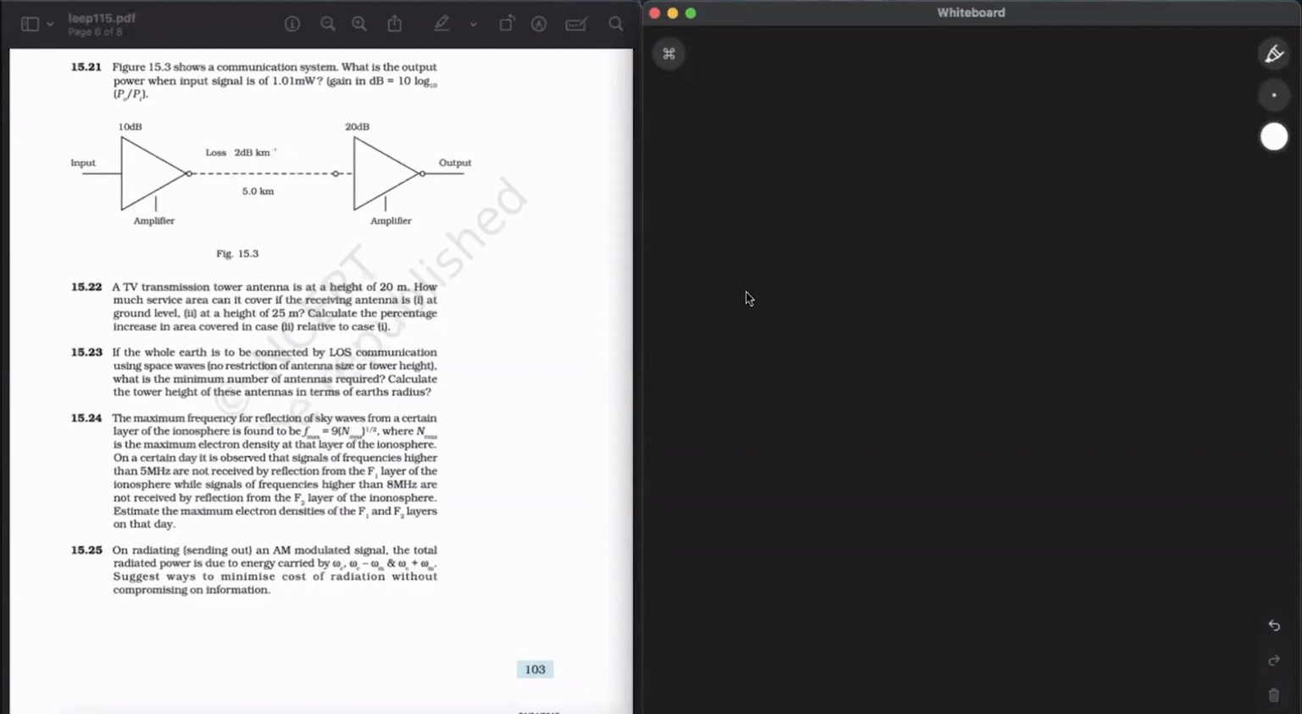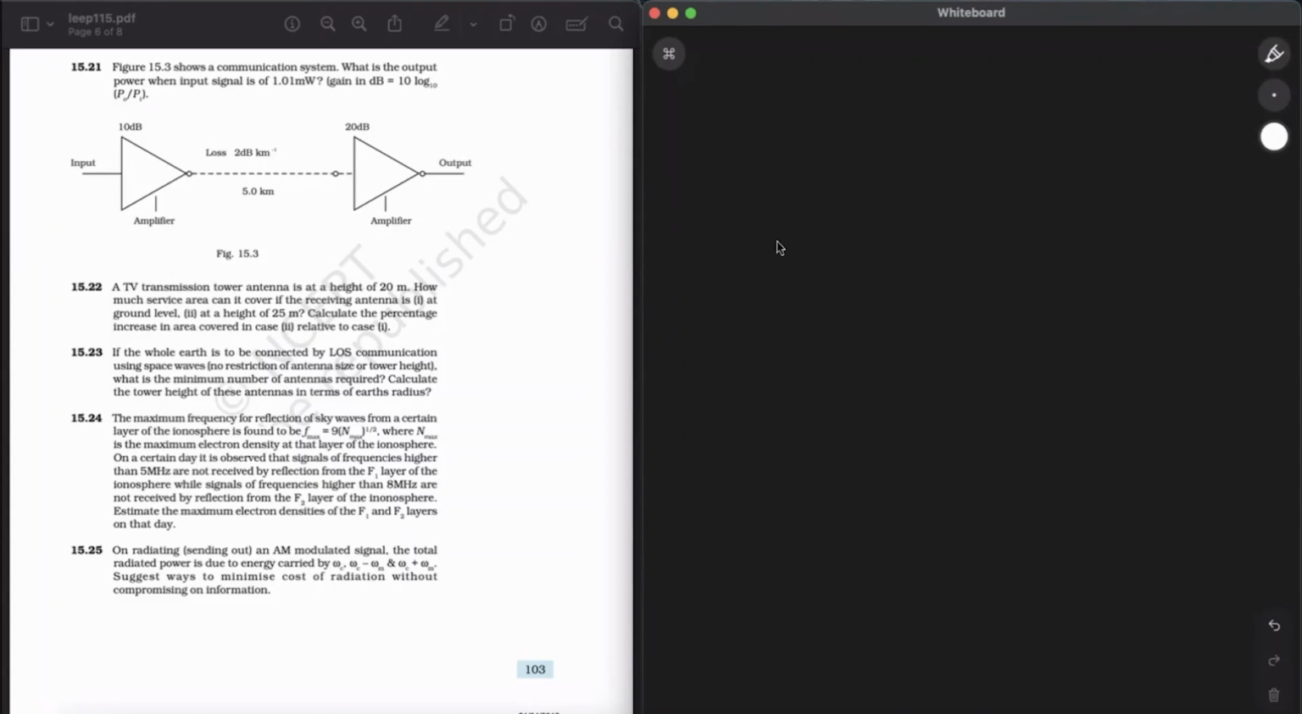So let's read our next question. A TV transmission tower antenna is at a height of 20 meters. How much surface area can it cover if the receiving antenna is at ground level? That is the question. So we just go on with this first.